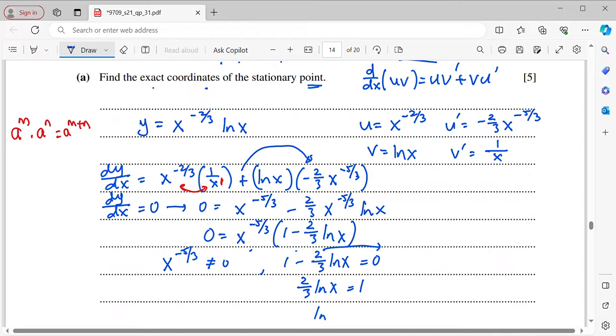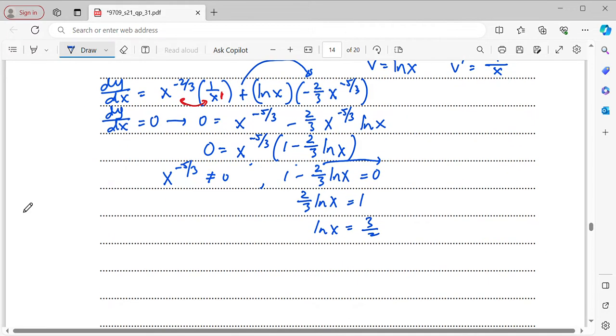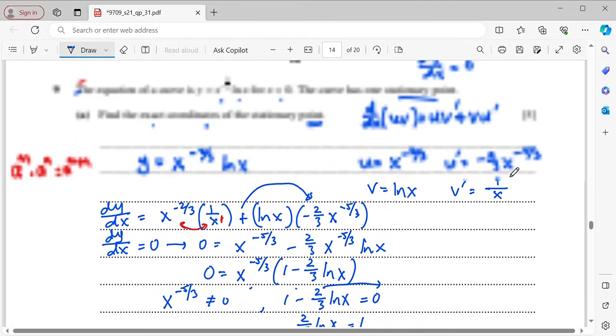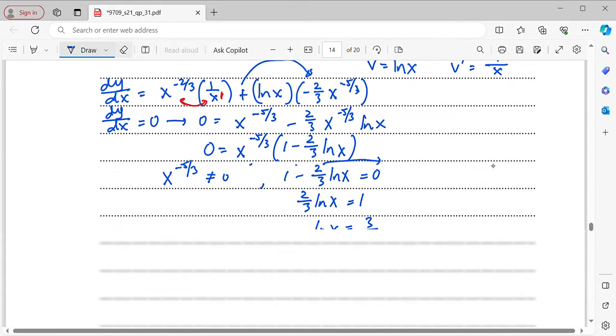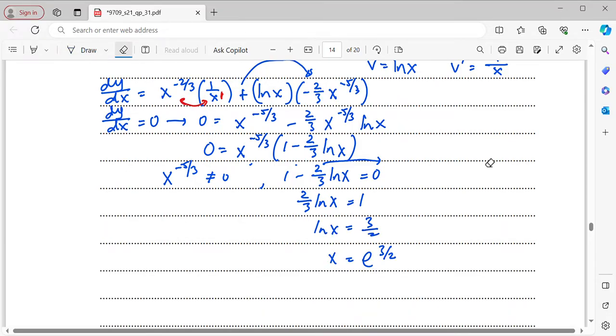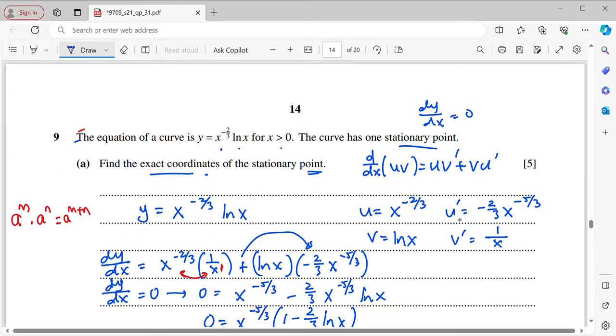Okay, so now ln x is going to be 3 over 2, and hence my x is going to be exponential 3 over 2, because the question says exact coordinates. Right, so no decimal. Therefore, this is going to be my x coordinate. So once you have found the x coordinate, to get the y, just substitute back into your curve equation.